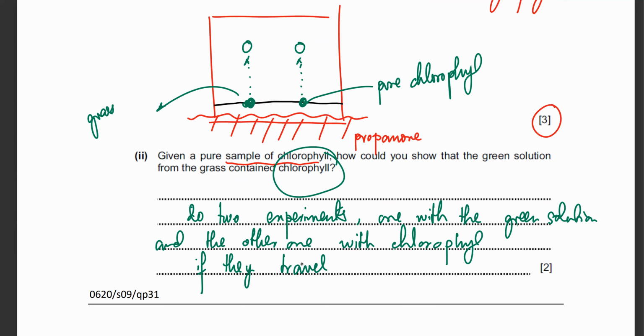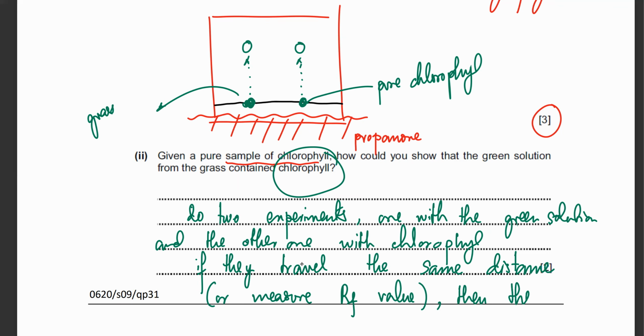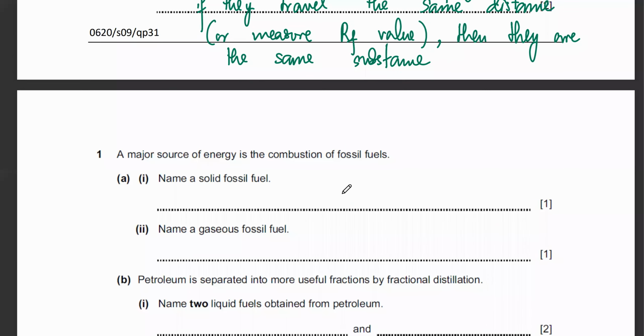So if they travel the same distance, or measure the RF value, and if it comes out to be the same value, that means if they travel the same distance, then they are more likely to be the same sample. Acha, then they are the same substance.